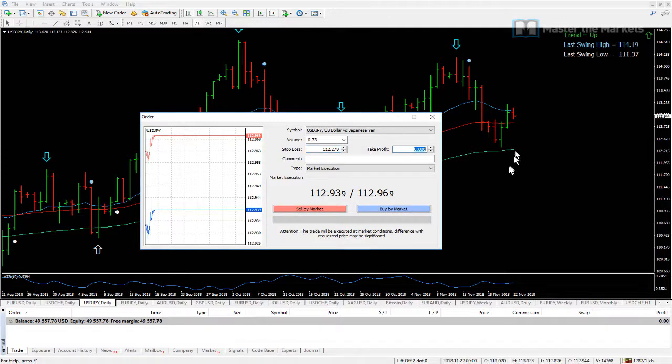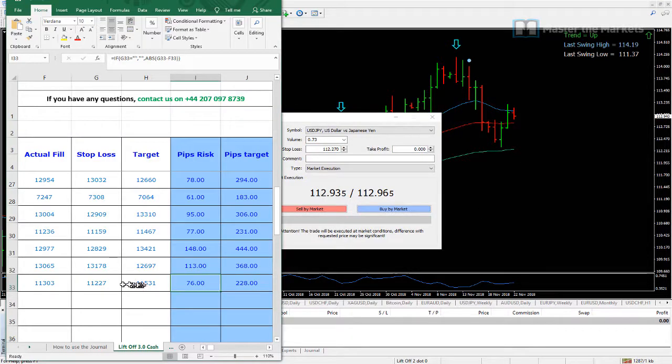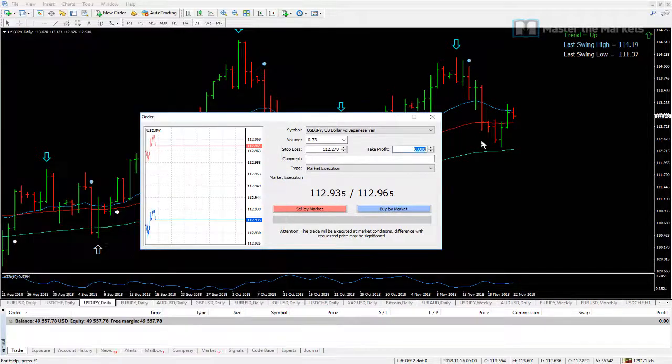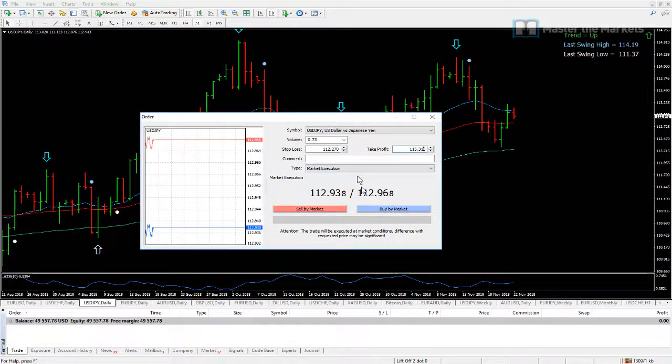and of course the take profit is 115.31. Remember, the yen uses 2 decimal places. 115.31, just there. 76 pips of trade risk. All of the details have now been keyed in for the trade. All I need to do now is press buy market, because I'm going long on this particular opportunity.